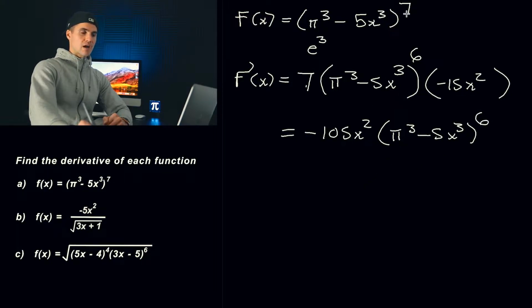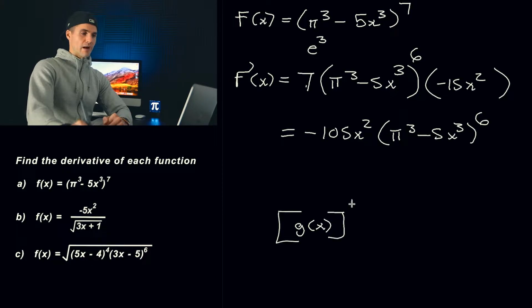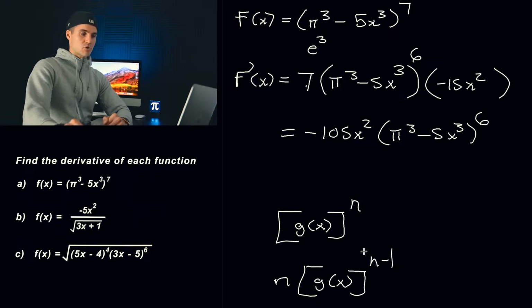Right, so just derive the outer function, brought the exponent down, kept the inner function the same, then took the derivative of the inner function. Just in general, what happened was we had a function to the power of an exponent. The derivative of that is going to be bringing the exponent down, keeping the inner function the same, subtracting 1 from the exponent, then multiplying it by the derivative of that inner function.